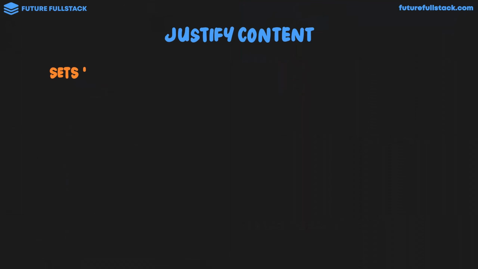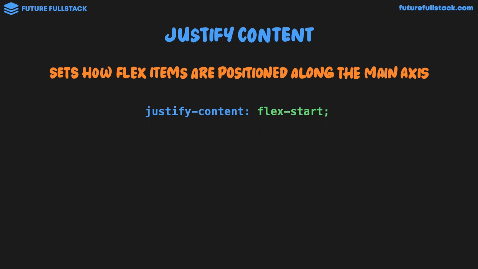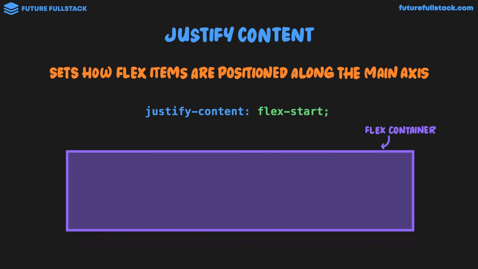Justify content sets how flex items are positioned along the main axis. It looks like this, where justify content is the property, and flex start is an example of one of the values. So we have our flex container, and what's really important is that justify content is set on the container. A lot of the next few properties we're going to be looking at are all set on the container and not the flex items themselves.